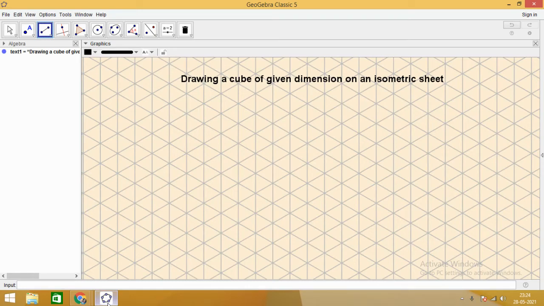Hope you have learned how to draw a cuboid of given dimension on an isometric sheet as promised. In this video, we will be learning how to draw a cube of given dimension on an isometric sheet.